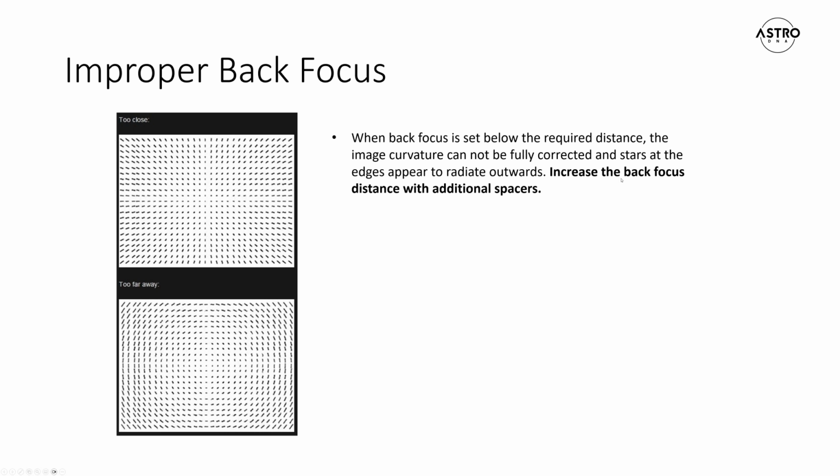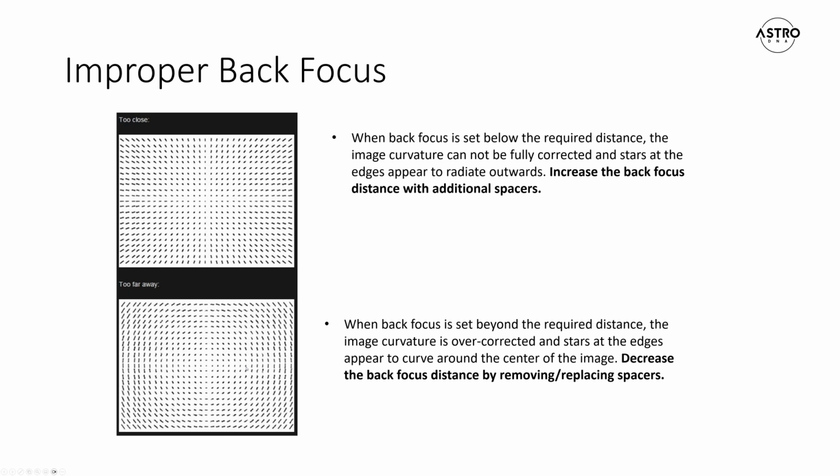But at any rate, if your image is looking like this, you need to increase the back focus distance with some additional spacers. And if you are too far away, then your back focus is too long. You're going to see this kind of curvature around the edges of your field, and you can address this by simply decreasing the back focus.